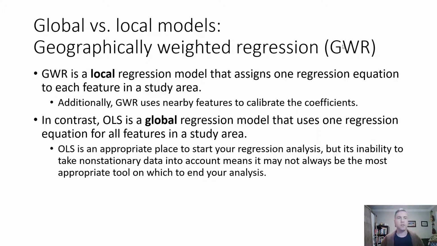In contrast, OLS is a global regression model that uses one regression equation for all features in the study area. OLS is an appropriate place to start your regression analysis, but its inability to take non-stationary data into account means it may not always be the most appropriate tool on which to end your analysis. My advice would generally be to start with OLS always, and then once you find out how accurate that regression equation is for your study area, you can decide, do I want to go the GWR route? Maybe I should do some exploratory regression to find out which variables are the most impactful, but generally start with OLS.